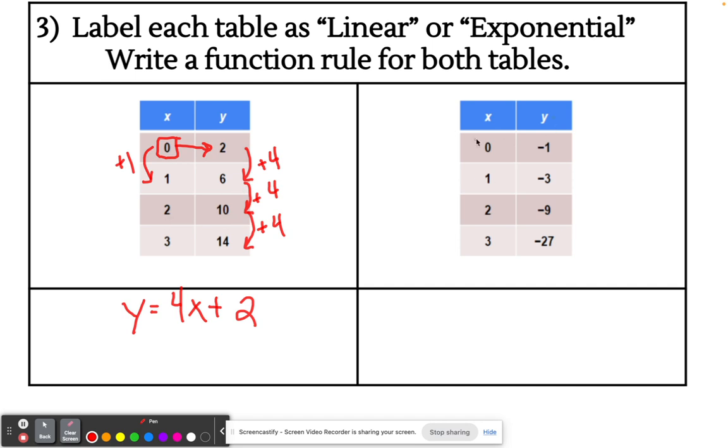Okay, let's take a look at this one. Here's my y-intercept. When x is 0, y is -1. What's our pattern here? Well, you'll quickly see that my pattern is times 3. So this is a multiplication pattern. Therefore, it is exponential growth. So y will equal a, that's my -1, my y-intercept, times my factor change, 3, to the power of x.